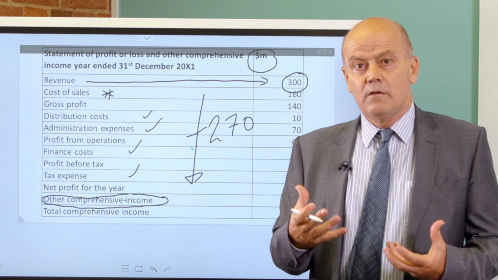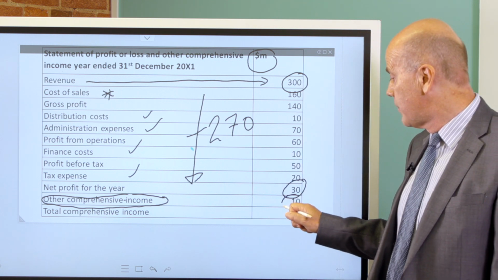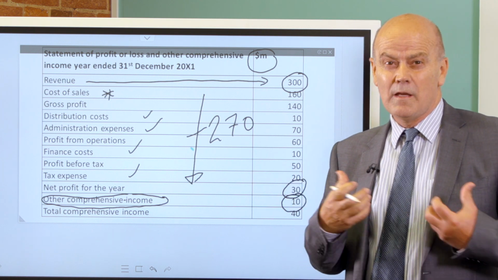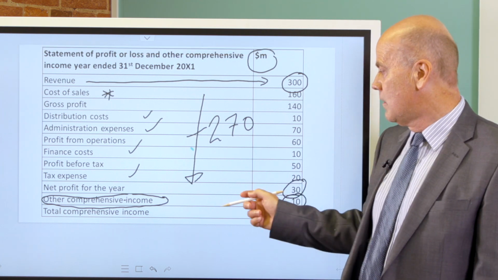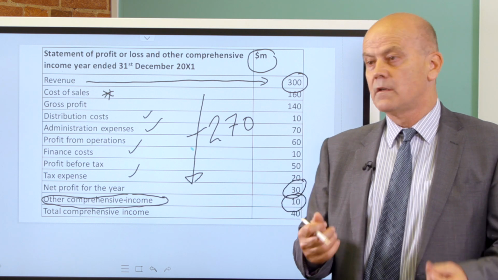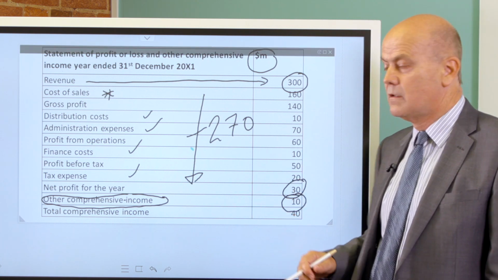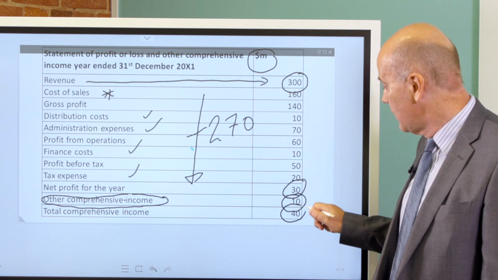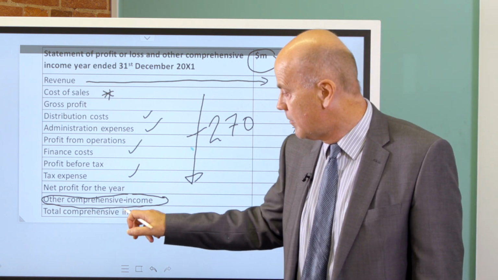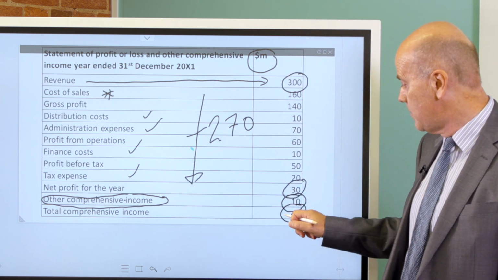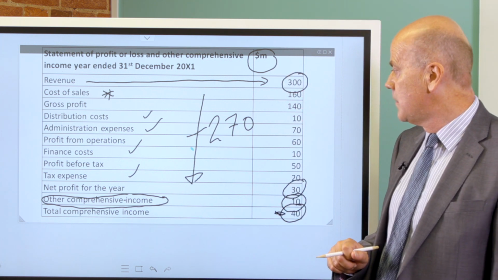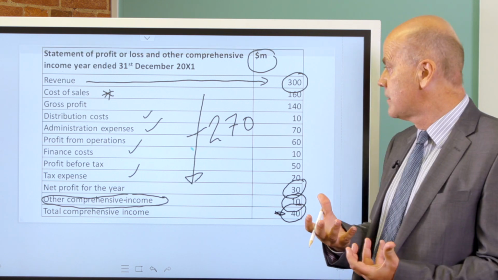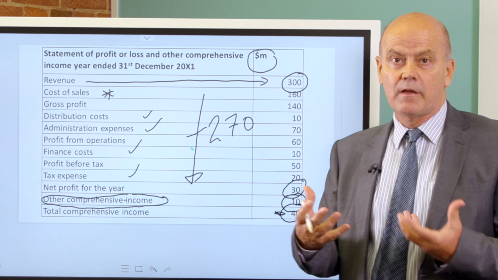Now, that's an unusual situation. It appears that probably we had some extra non-trading income. Maybe the factory, the office was revalued, and we had to take account of that extra 10 million. So the surplus for the year here, or what's called the total comprehensive income, is 40 million. So that's the statement of profit and loss and other comprehensive income.